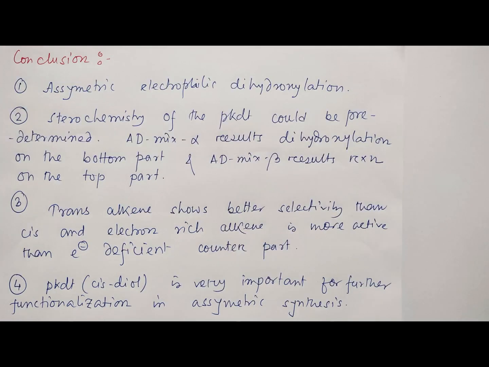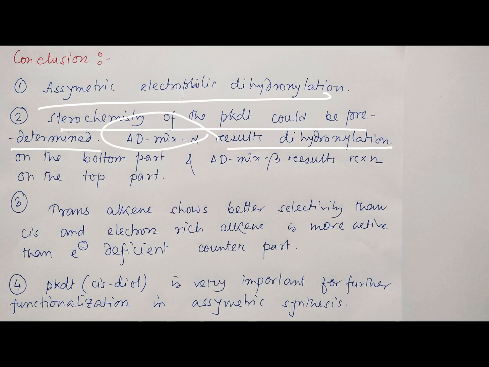What have you learned? We have learned the asymmetric electrophilic dihydroxylation, fine, as I told, and the stereochemistry of the product could be predetermined. In this case AD-mix alpha results in dihydroxylation on the bottom part, lower number, beta results in the top part. You may wonder, sir, why are you saying the same word repeatedly? It is such that if you listen more times it will be easier for you to remember. That's why I am saying it repeatedly.